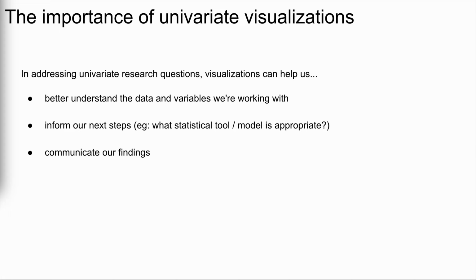In addressing univariate research questions, we'll start with visualizations or pictures. Visualizations can help us do a few things. One, better understand the data and variables we're working with. Two, to inform our next steps, that is, help us determine what statistical tool or model is appropriate. And three, to communicate our findings.